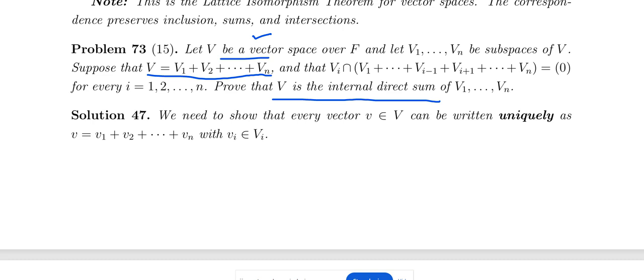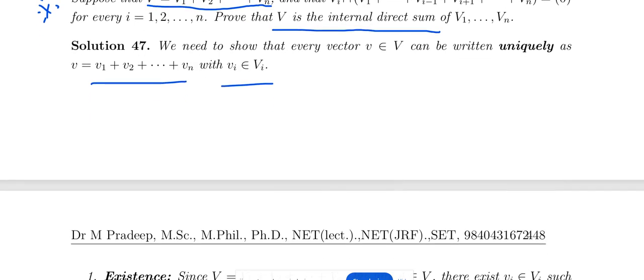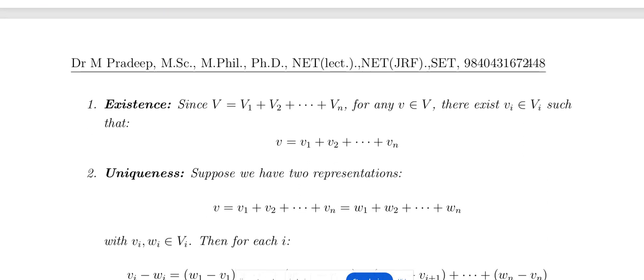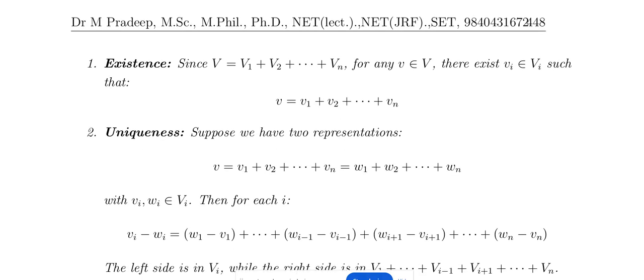ஓகே, சப்போஸ் தட் உங்களுக்கு டைரக்ட் ப்ராடக்ட் சிலபஸில் இருக்குது, அதனால் மேபி கேட்கலாம். That is, every vector v belongs to V can be written uniquely as v equal to v1 plus v2 plus ... plus vn, vi belongs to Vi. Because by the definition, அவங்க கொடுத்திருக்கிறதை பேஸ் பண்ணி, V equal to V1 plus V2 plus ... plus Vn, for any v belongs to V, there exist vi belongs to Vi such that v equal to v1 plus v2 plus ... plus vn. This is the existence. That is, suppose we have two representations for this one.